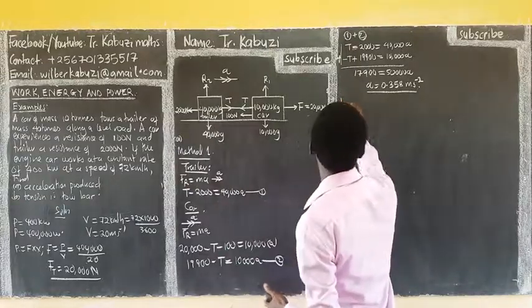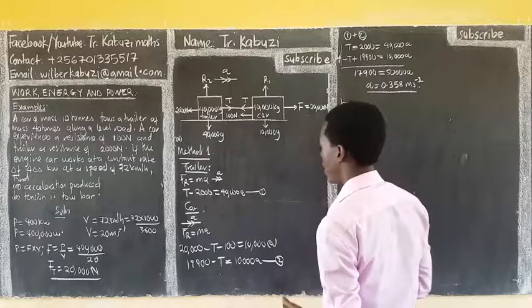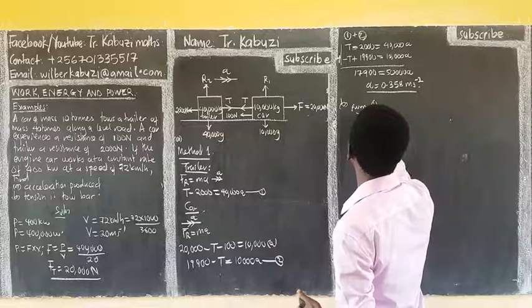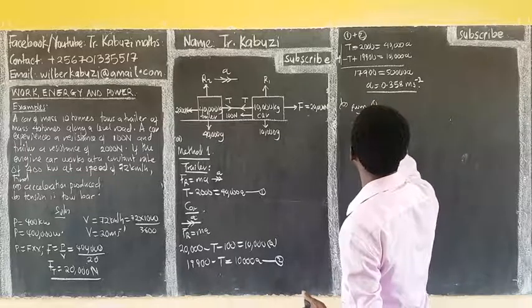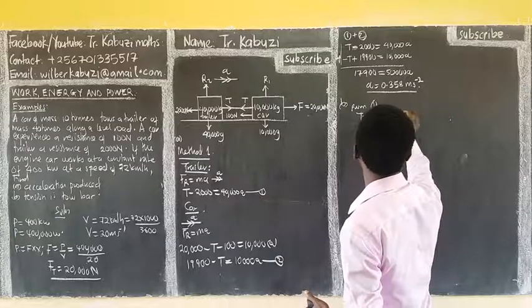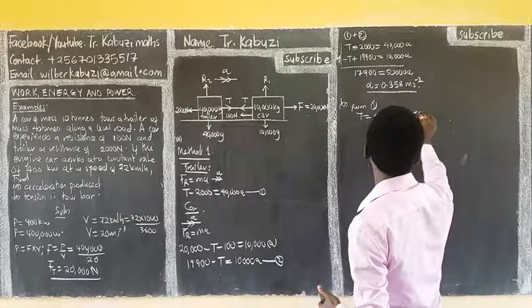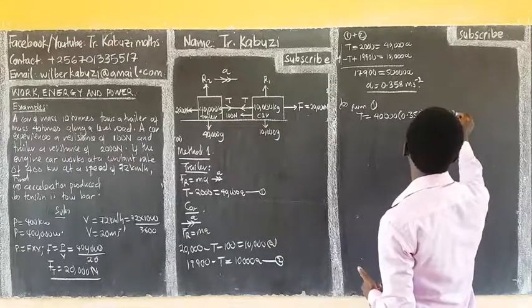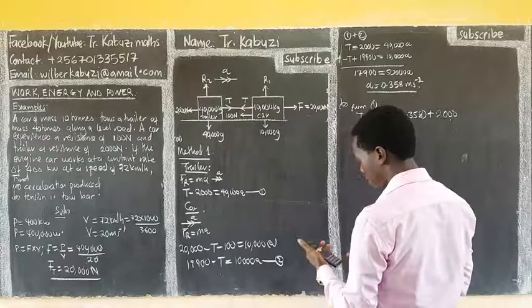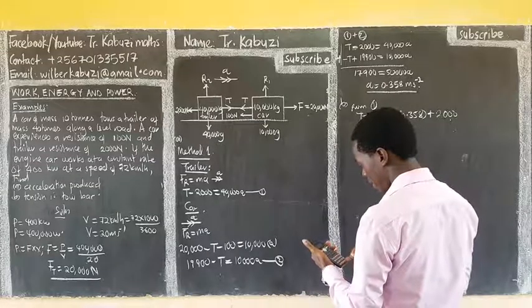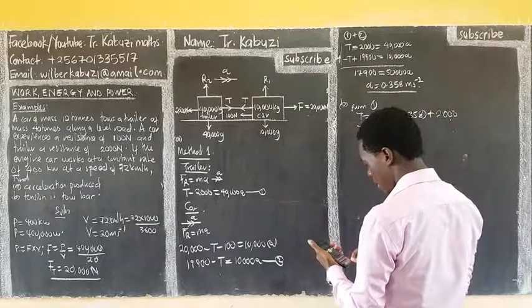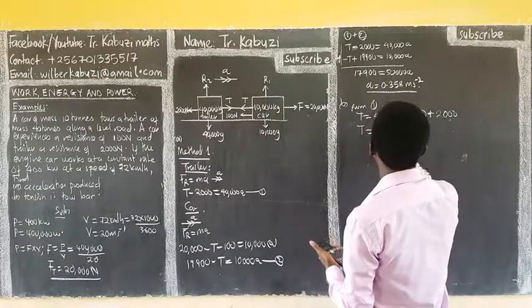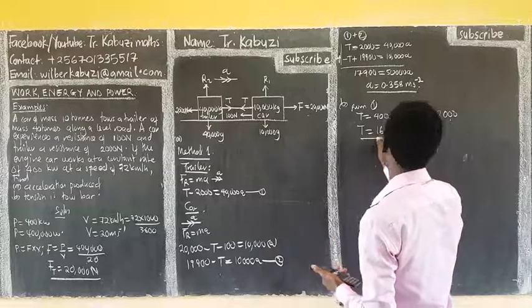Then part B, let us get our tension. From equation 1, our T is going to be 40,000 times 0.358, then plus 2,000. And so our tension here is going to be 16,320 newtons, and that would be the answer.